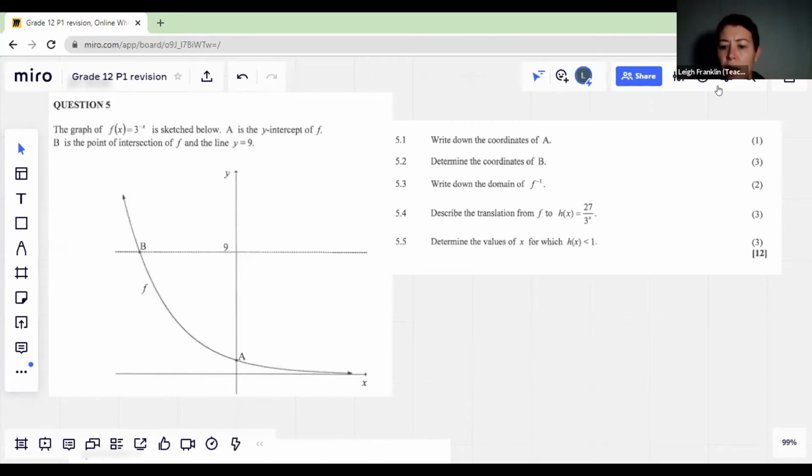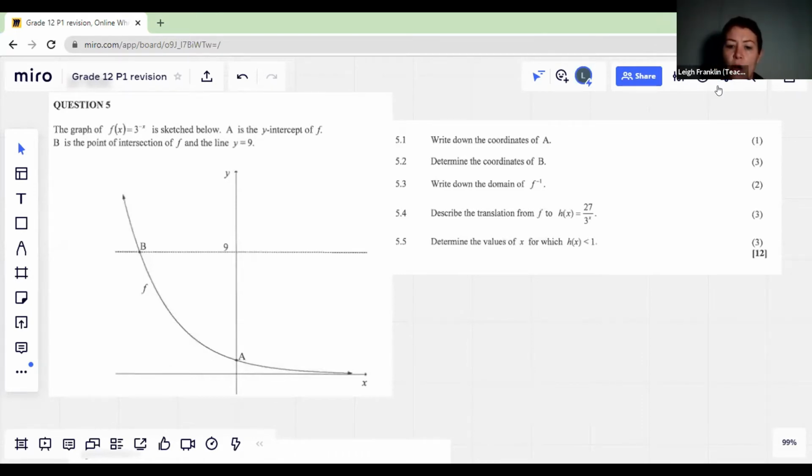No problem. Okay, so Ayamide, you've obviously got to question 5.3. Can you see that it's asking you for the domain of the inverse? Do you see that? Yes. Okay.